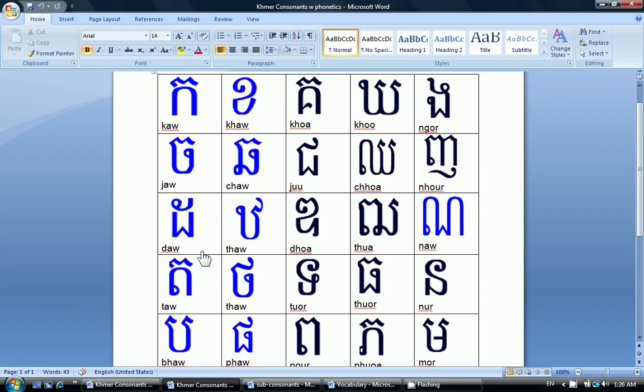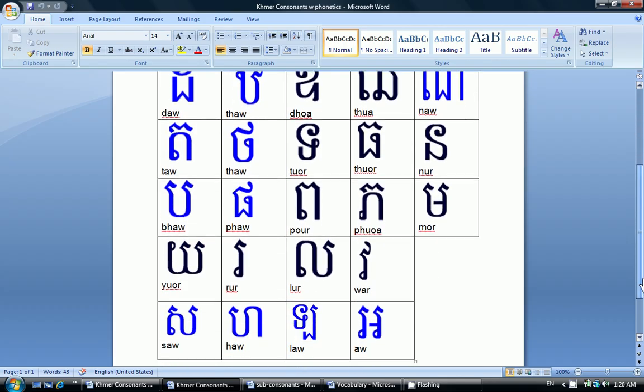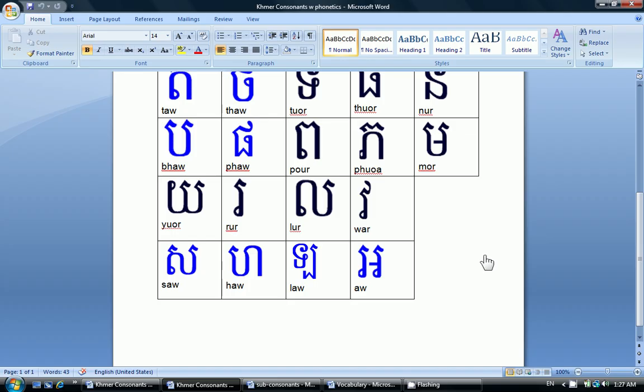Third row. Da, ta, do, to, na. Fourth row. Da, ta, do, to, no. Fifth row. Ba, pa, bo, po, mo. The 6th group, or the last 2 rows. Yo, ro, lo, vo, sa, ha, la, a.